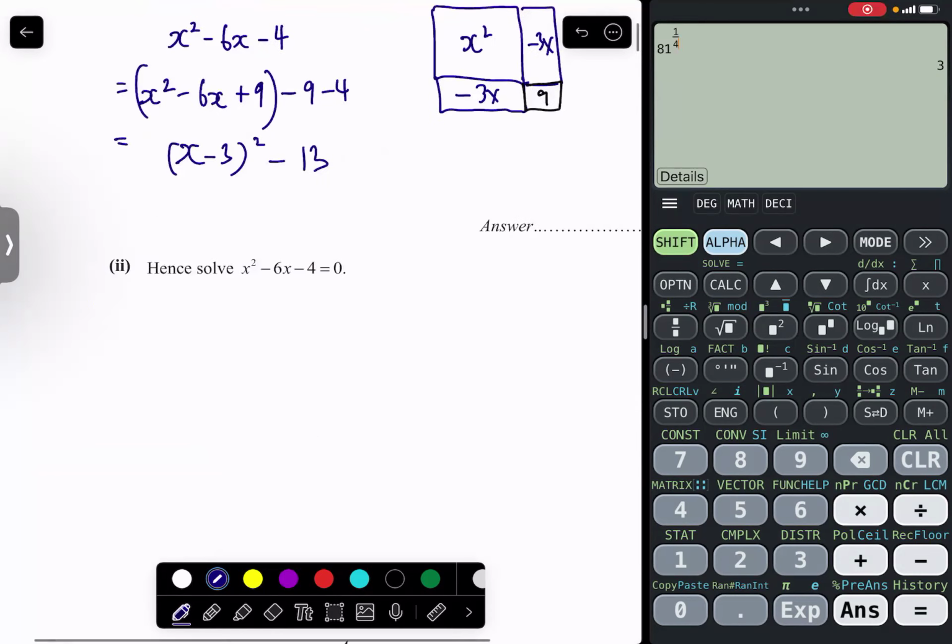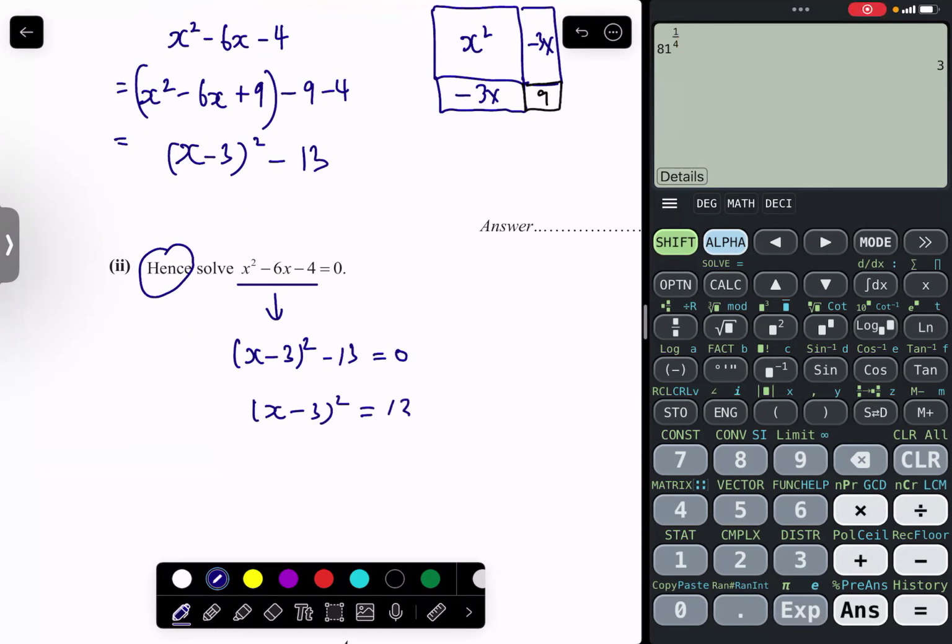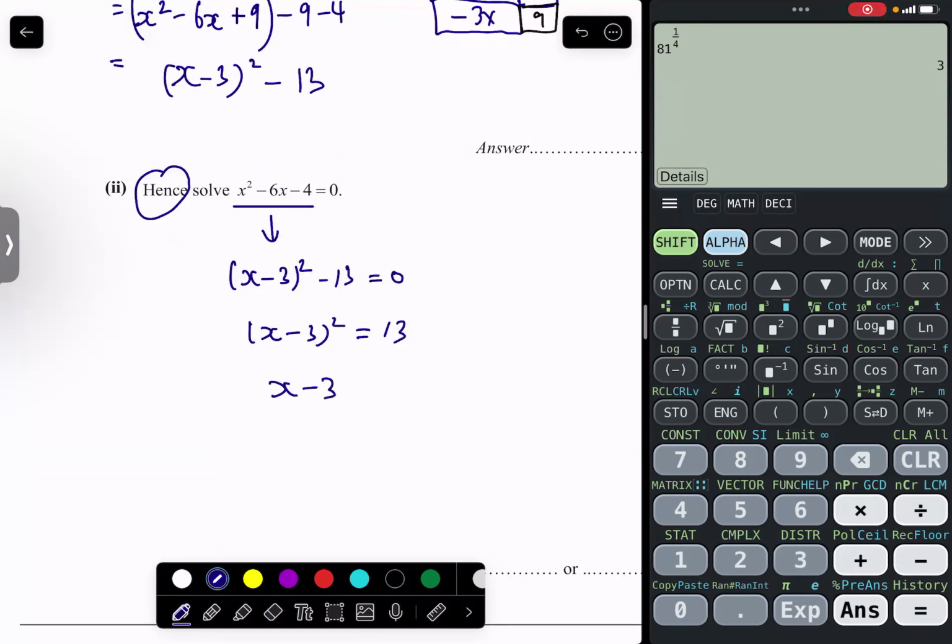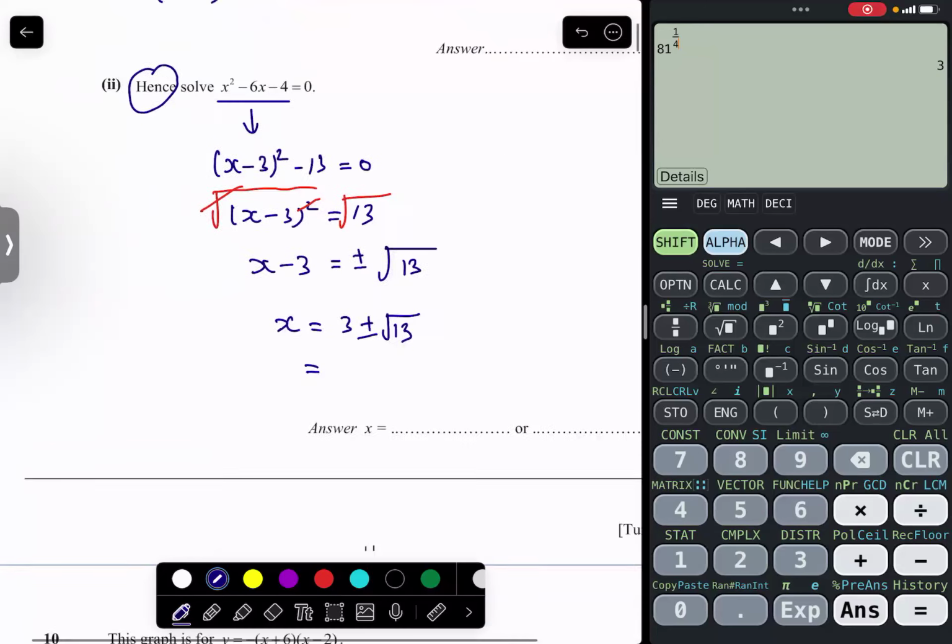Next part, hence. Hence means you must use the completed square to solve it. x squared minus 6x minus 4 became x minus 3 squared minus 13 equals 0. Negative 13 shifts to the other side, so x minus 3 squared equals 13. So x minus 3 equals plus or minus the square root, because I removed the square. The square root will get rid of the square. So finally, x equals 3 plus or minus root 13. Put into calculator to get the answer.